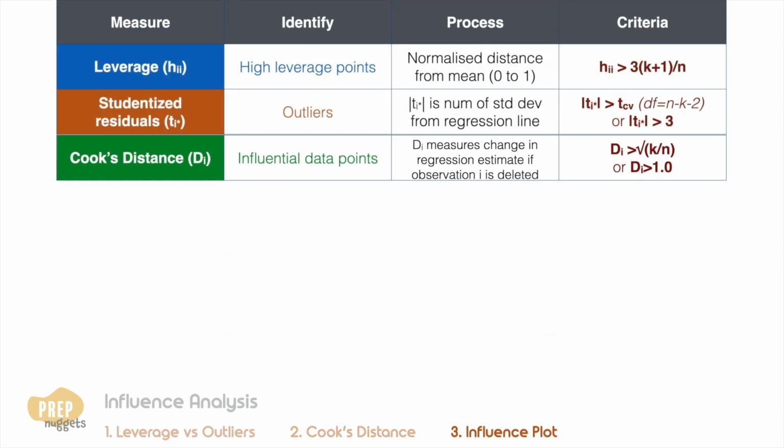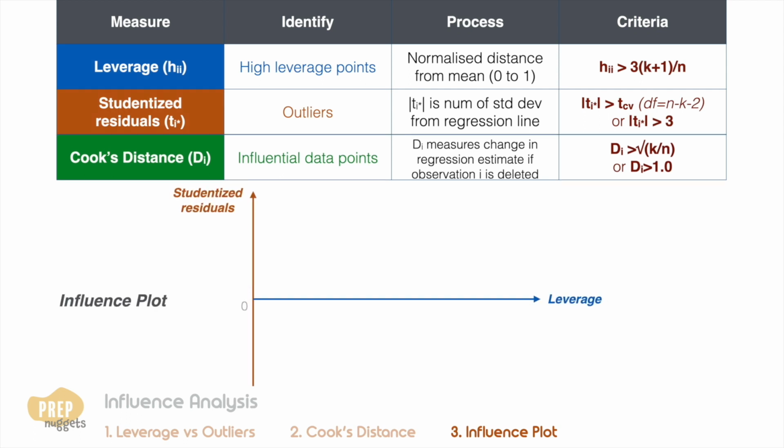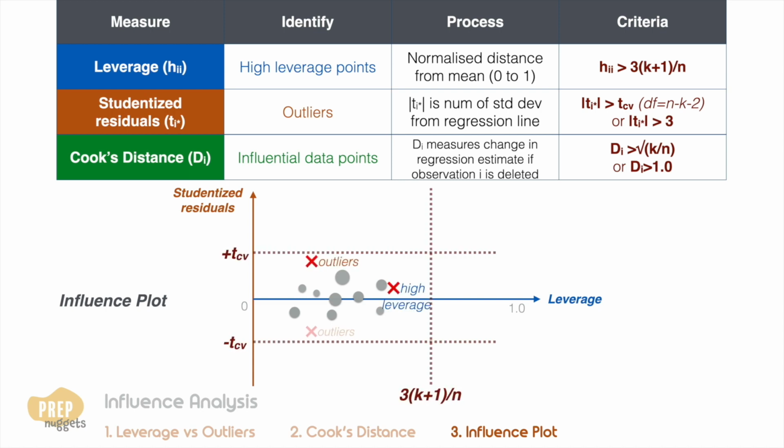The use of leverage, studentized residual, and Cook's distance can be summarized in the following table. The influence plot can summarize the three metrics for all data points in one single glance. The x-axis plots the leverage, which is normalized between 0 and 1. The y-axis plots the studentized residuals, which can be positive or negative. The majority of the data points should plot around here. That is, they are neither high leverage nor outliers. These three points correspond to the high leverage and/or outlier points we identified earlier, and the size of the circles for each data point reflects its Cook's distance.